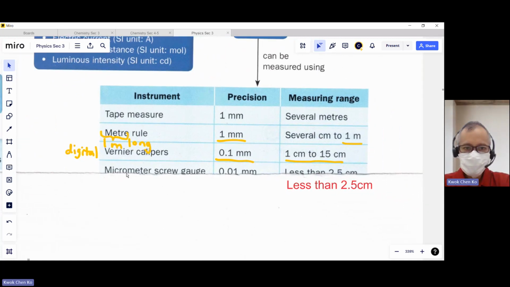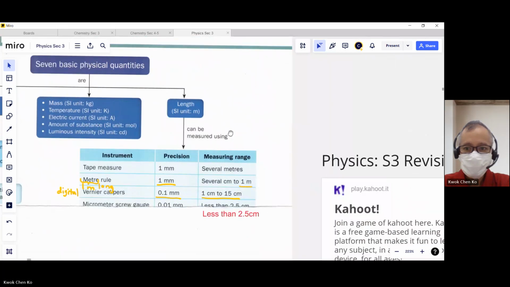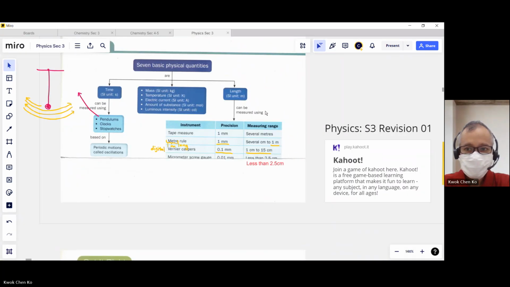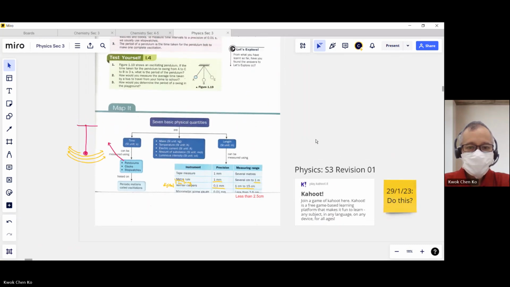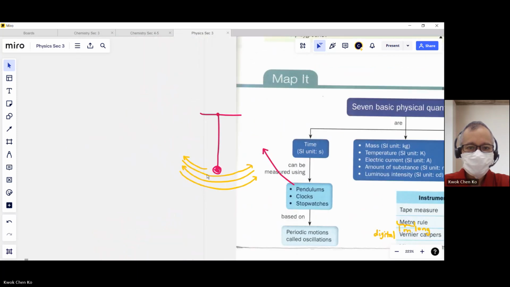Now, micrometer screw gauge, as far as I know, this has been removed from the latest syllabus, so I won't touch on it now. Now, I just want to mention a bit more about the pendulum.